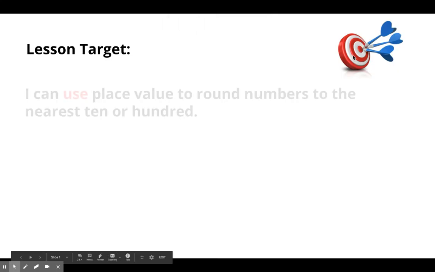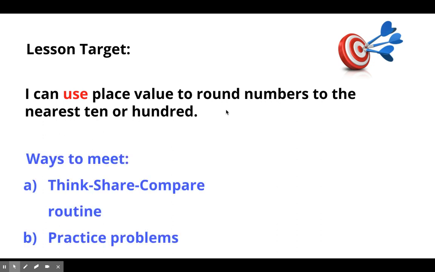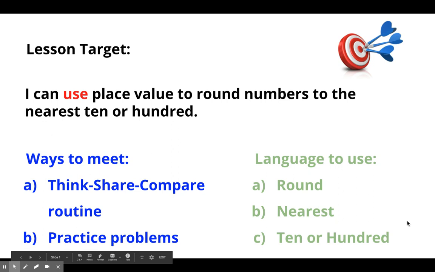Our lesson target is I can use place value to round numbers to the nearest 10 or 100. So we are wrapping up our first lesson, which is about rounding to the nearest 10 or 100. We're going to do some practice problems. We're thinking about rounding to the nearest 10 or 100. So remember that nearest, those are our friendly numbers that end in 0.